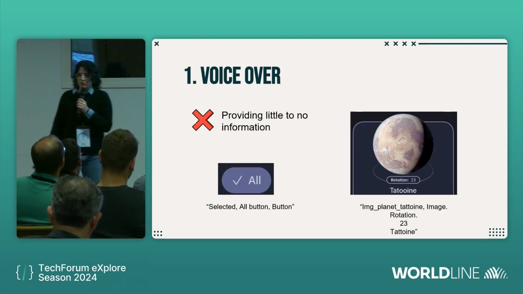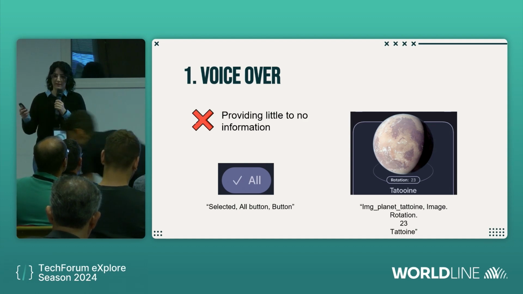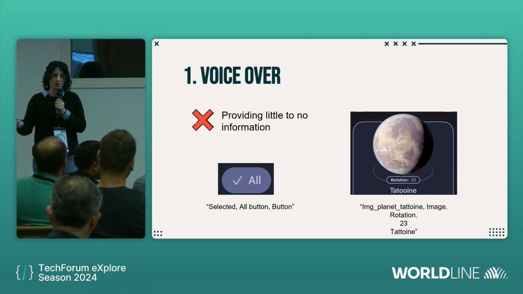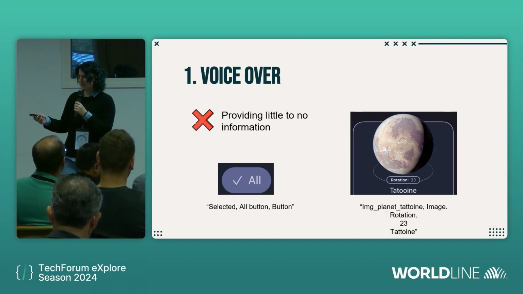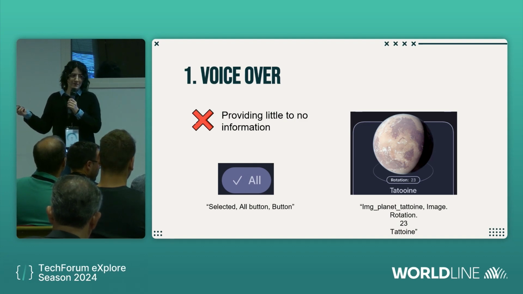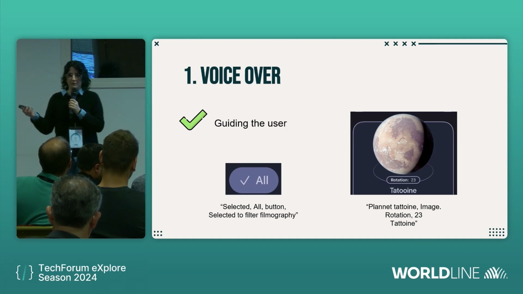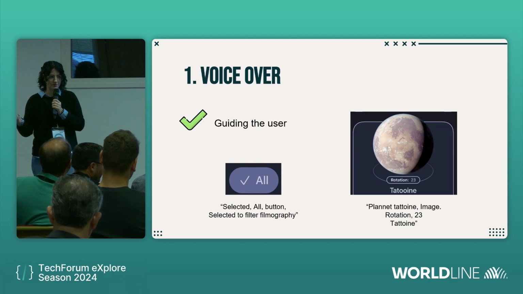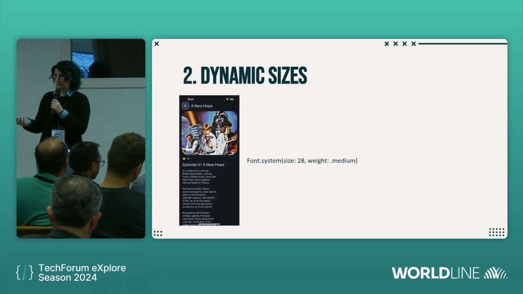Then providing little to no information. Here are some common examples. For example, adding the element value to, for example, all button, or just forgetting to add the description and the title of the image. So it will just read the name of the file you have saved, which could be some gibberish that is very difficult to understand. We have added all the information that we should add here, so the selected all button, selected to filter the filmography, and the same with the image in the section of Tatooine.